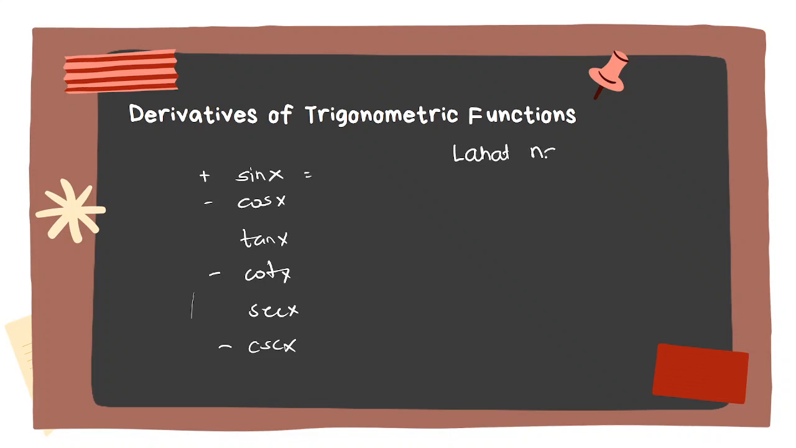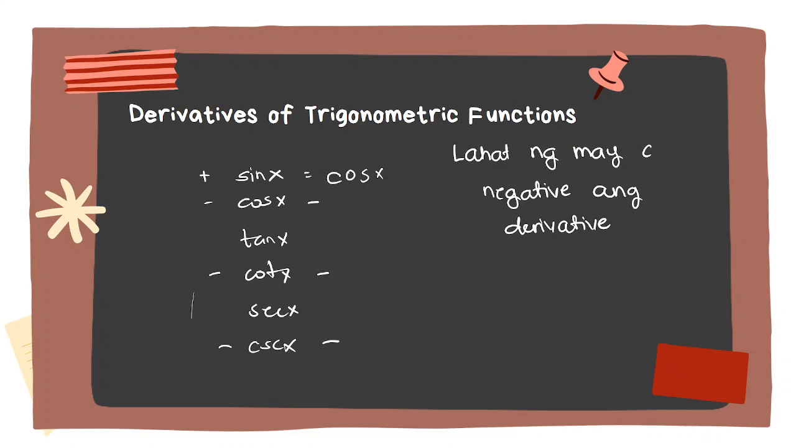Or pwede rin, pag tama yung arrangement mo, alternative na yung sign niya. Yes, pwede rin po, alternative. Negative ang... so, ito ay cos x. This is negative. This is negative. This is negative. So, anong cos, sin x?